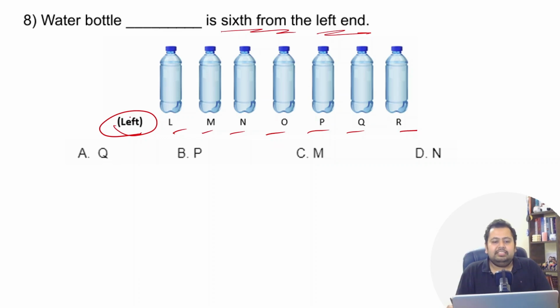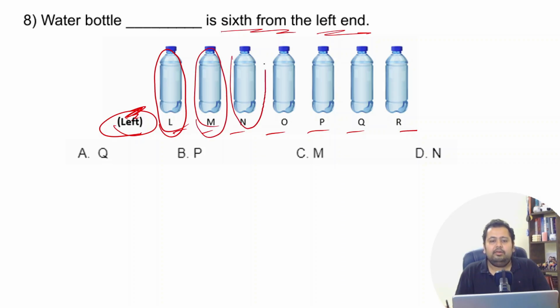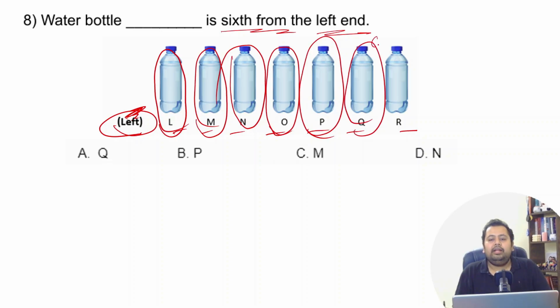Great. So if this is the left end, so this is bottle L, the first bottle from the left end, right? So what is the second bottle from the left end? That is M. What is the third bottle from the left end? N. Then you have fourth is O, fifth is P, and sixth is Q, right? So Q is the correct answer. Option A is the correct answer.